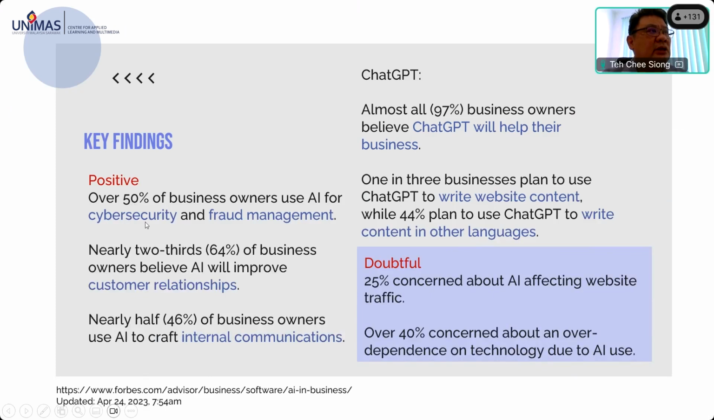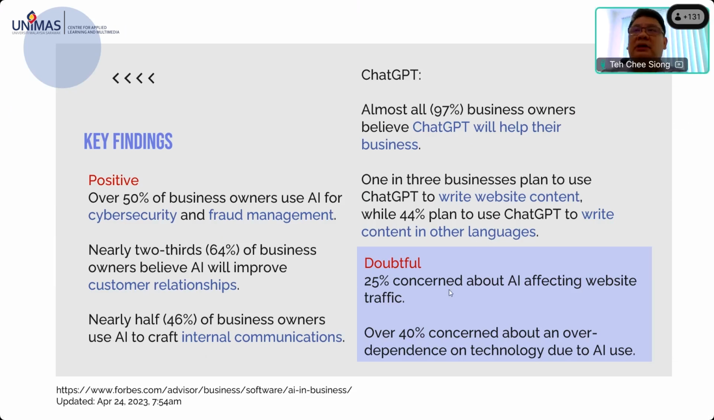50% is related to cybersecurity and fraud management, and nearly two-thirds is related to customer service. Nearly half is to craft internal communication. And ChatGPT can also be foreseen to be used by many of them. 97% of business owners believe ChatGPT will help their business. And I try to project here that it is not to replace, it is to help. So one of these three business plans is to write website content. You can use ChatGPT to write website content, and to write content in other languages also.